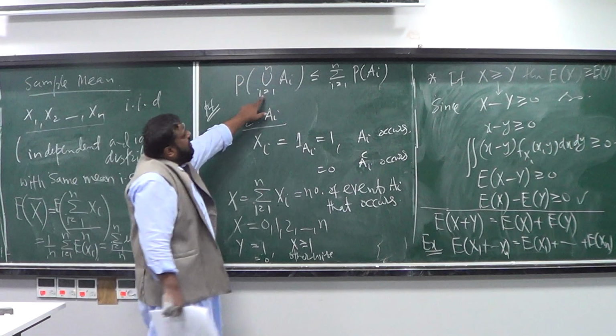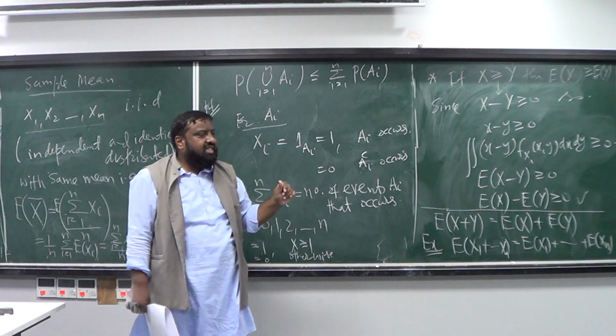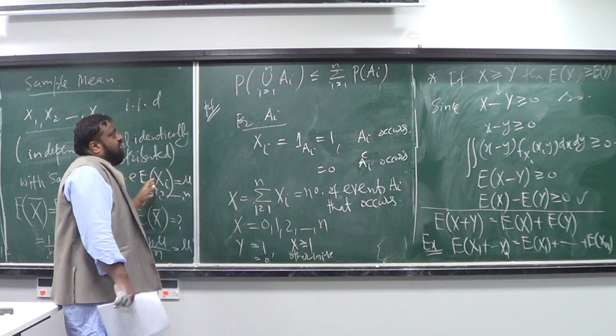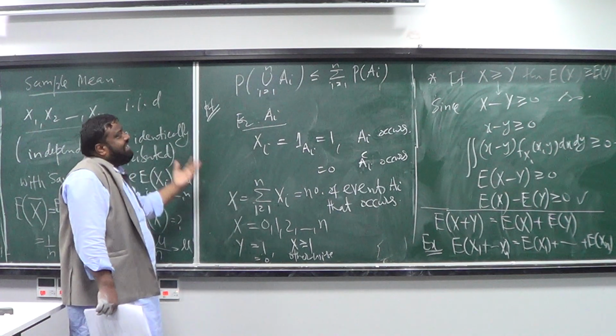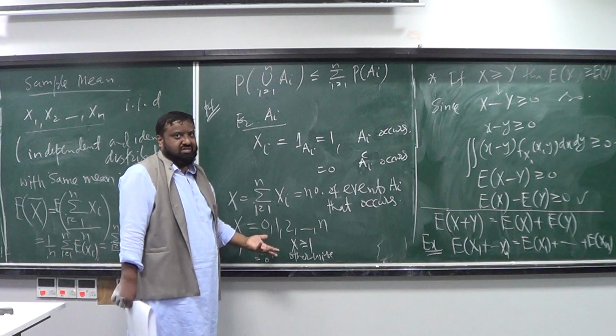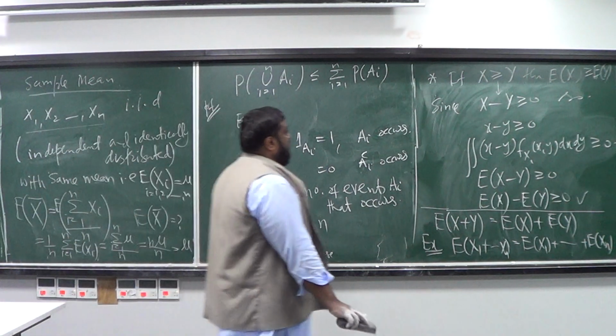By the way, what is the interpretation of the probability of a union of Ai? This probability may also be interpreted as the probability that at least one of the A1, A2, ..., An occurs. This is an interesting observation.